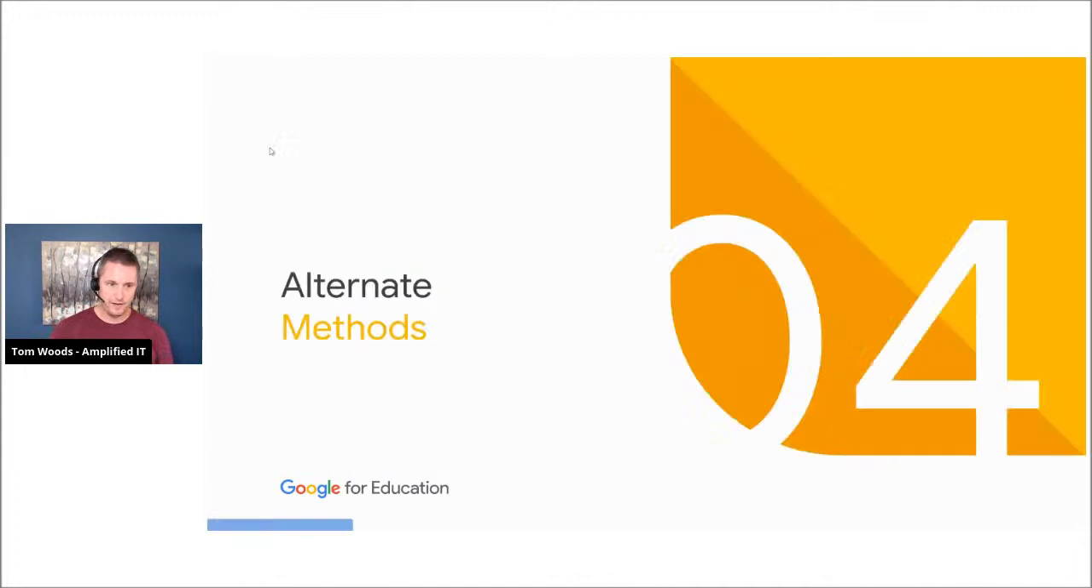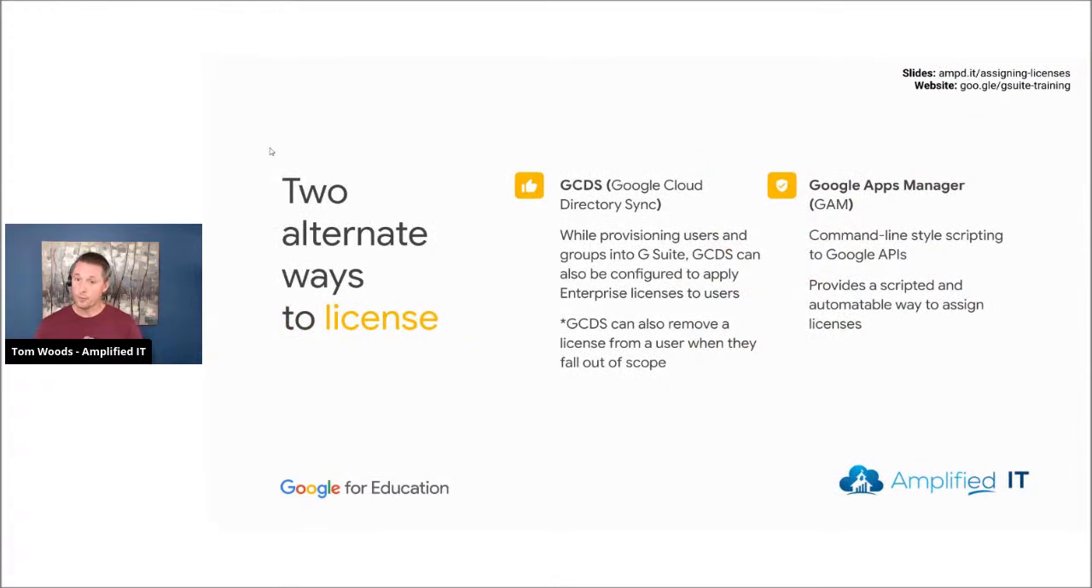All right, we're going to go back here and just look at a couple more alternate methods. They're definitely worth mentioning. And for the folks out there that are a little more savvy, these could be right up your alley. So Google Cloud Directory Sync, which is the free tool from Google that we use to synchronize our G Suite directory with Active Directory or another LDAP. So creating users into G Suite, creating groups. A lot of you may use this tool already. It has options for applying these licenses.